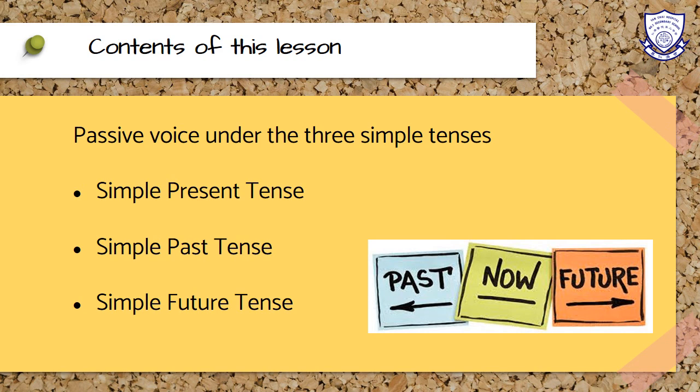When we talk about passive voice, it is actually quite popular and common. It can be used in almost all the tenses. But since it is the first lesson to discuss how we can write English sentences in the passive voice, we will only work on the three simple tenses, namely simple present tense, simple past tense, and simple future tense.